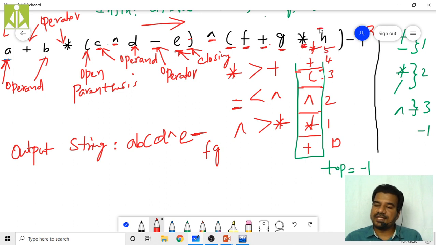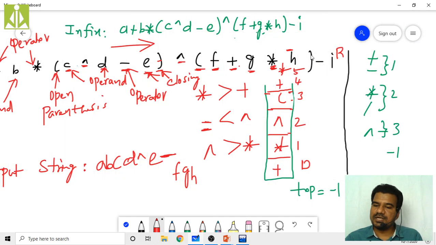Okay. Then we have H. So H will come over here. Then we have closing bracket. After this H, we have this closing bracket. So when you have closing bracket, what you have to do? You have to pop all the operators until you see an opening parenthesis. Between this closing and opening, we have two operators. First we have star. So pop that star and output it. So star will come over here. Then we have plus. Pop this plus and output it. So plus will come over here.